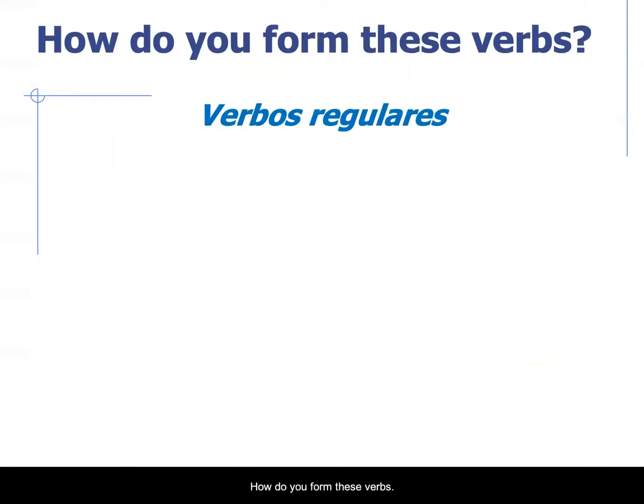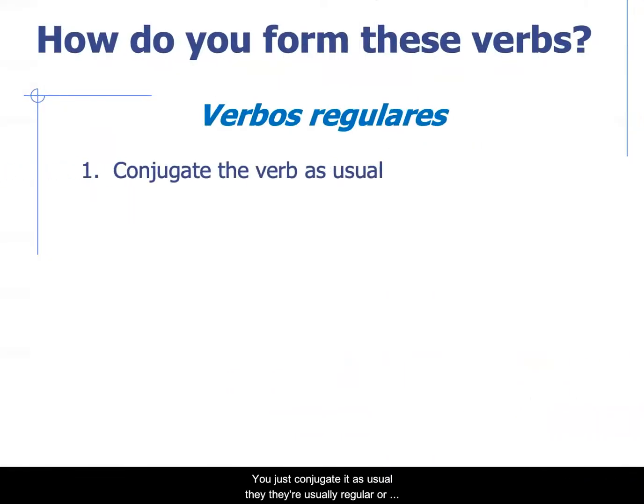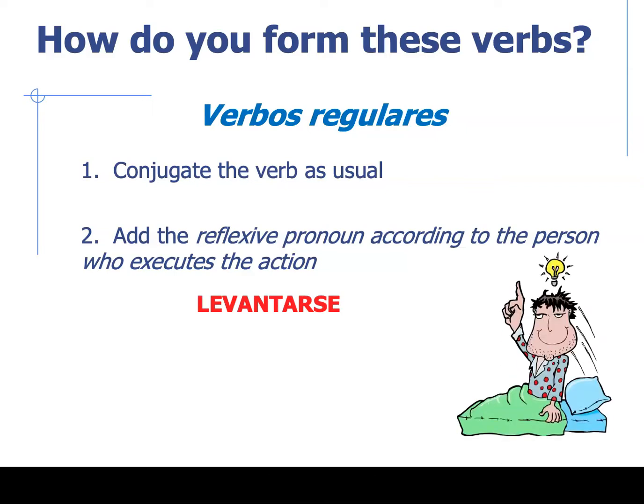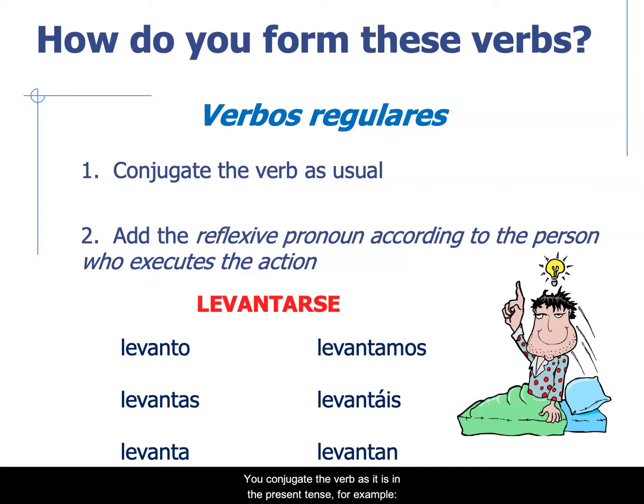How do you form these verbs? You just conjugate it as usual. They're usually irregular or some regular verbs. Let's take a look. Add the reflexive pronoun according to the person who executes the action. Example, levantarse means to get up. You conjugate the verb as it is in present tense, but you're going to add a reflexive pronoun according to each of the subjects.